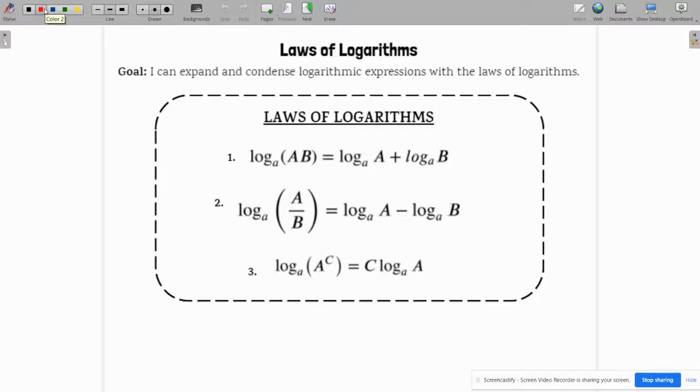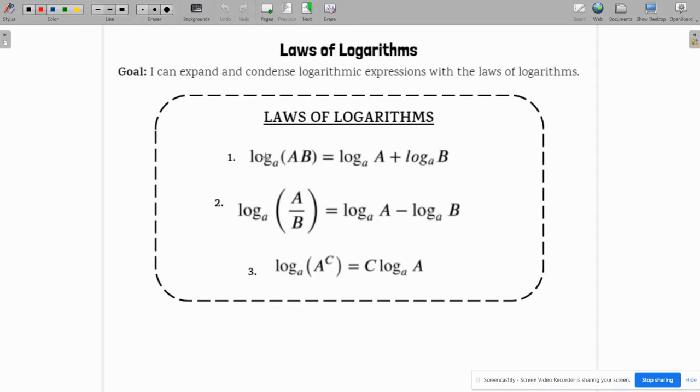Let's talk about the laws of logarithms. These three different laws are going to be used to both expand, meaning make bigger or larger, and condense logarithmic expressions. That means make smaller.